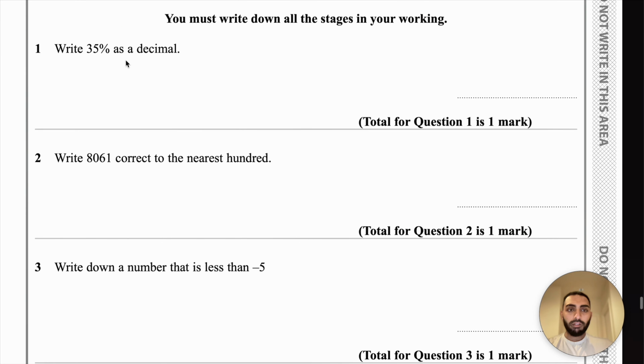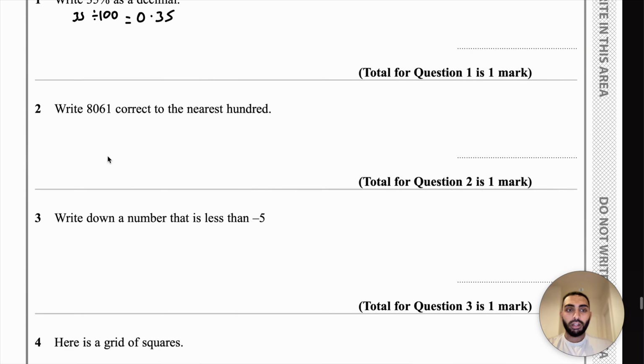Question 1. Write 35% as a decimal. If we're converting percentages into decimals, all we need to do is divide by 100 because percentages are out of 100. So 35 divided by 100. The decimal point is at the end and it's going to move 2 places back before the 3. So it'd be 0.35.